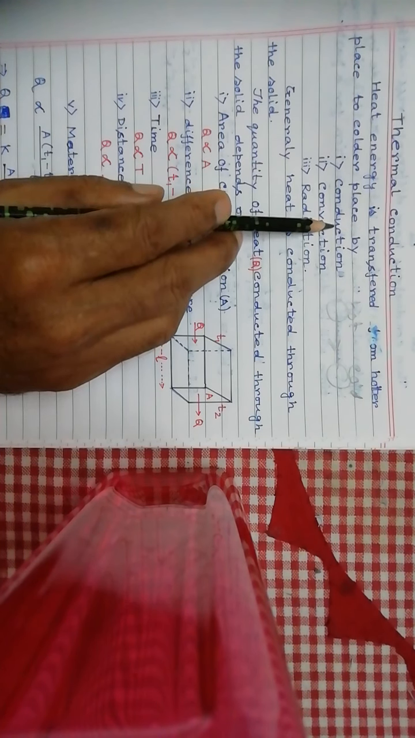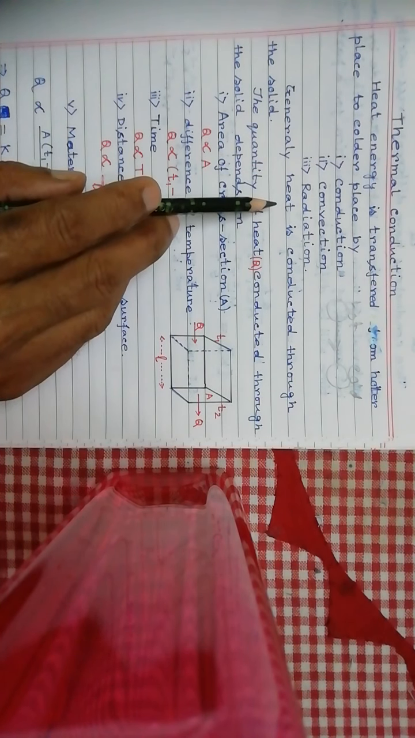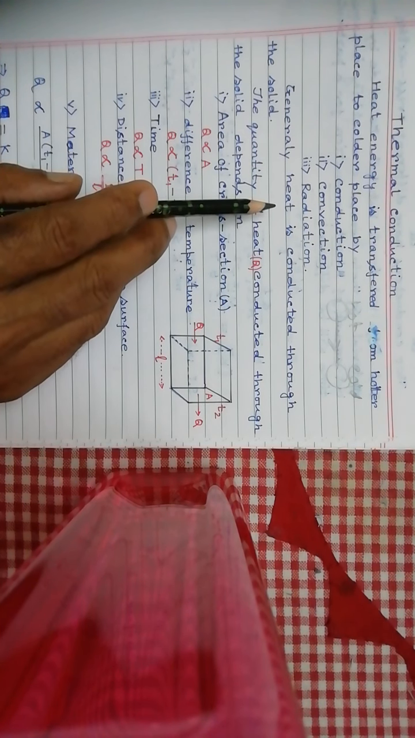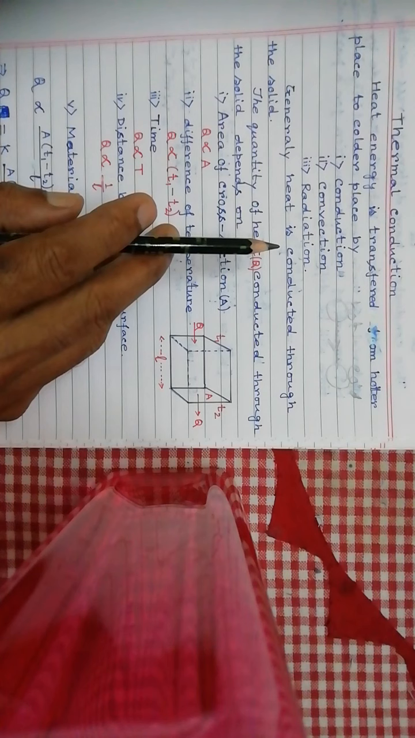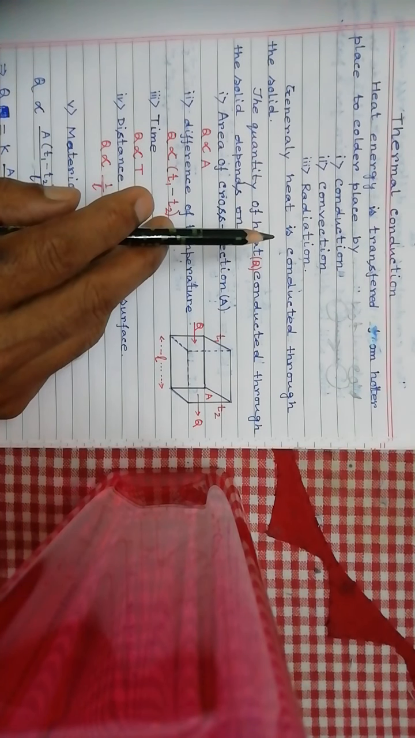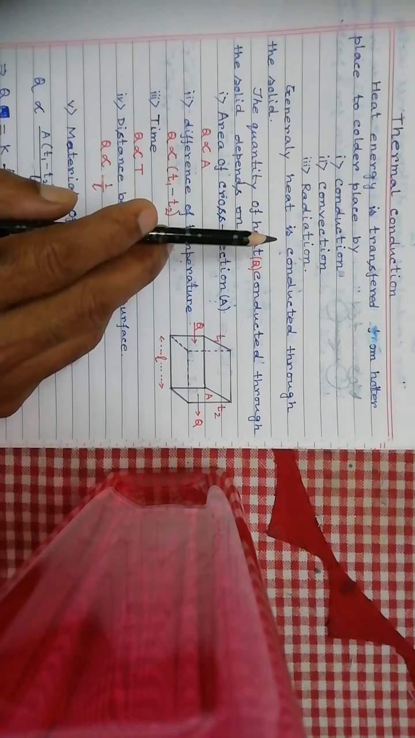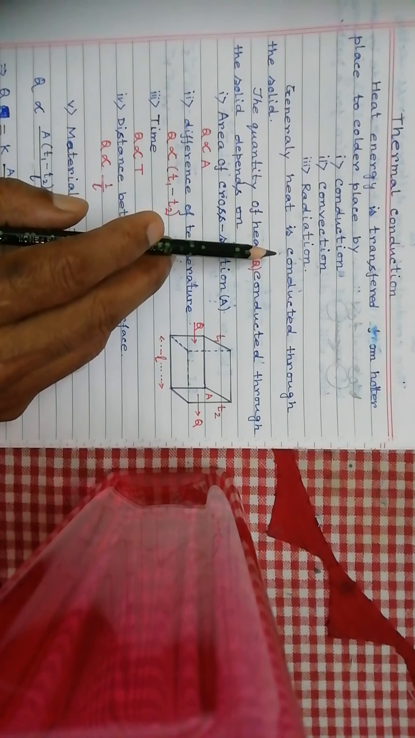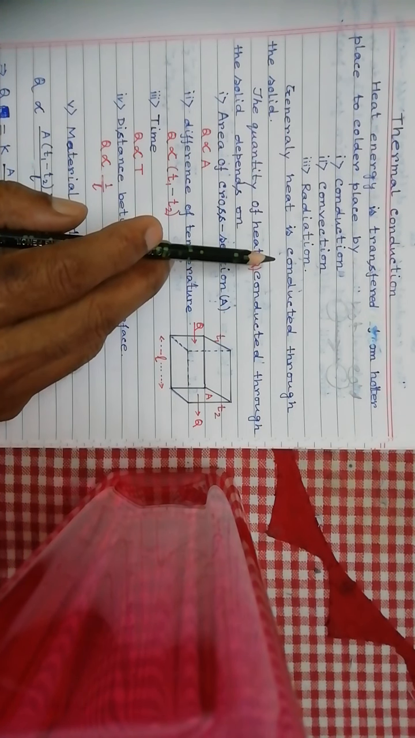Generally, conduction takes place through solids, but there are some exceptions. Here mercury is a liquid, and it can conduct heat. Generally, metals are good conductors of heat.